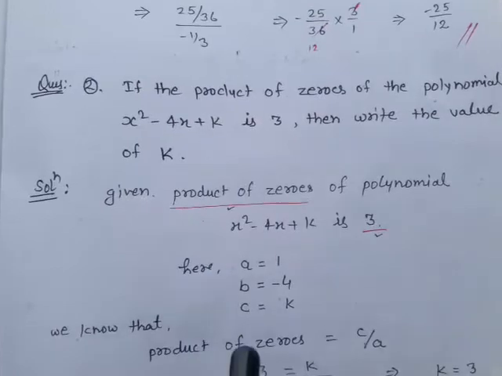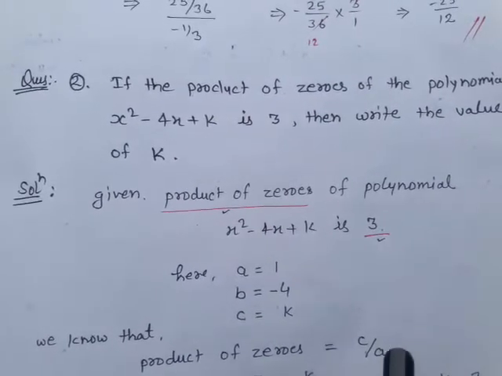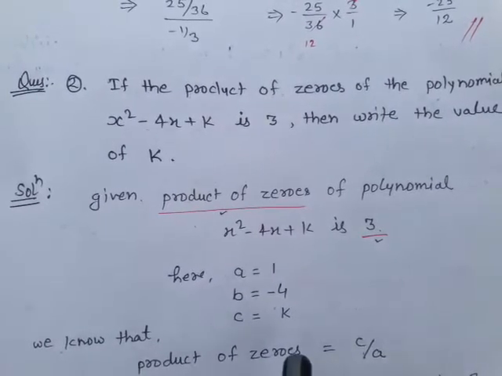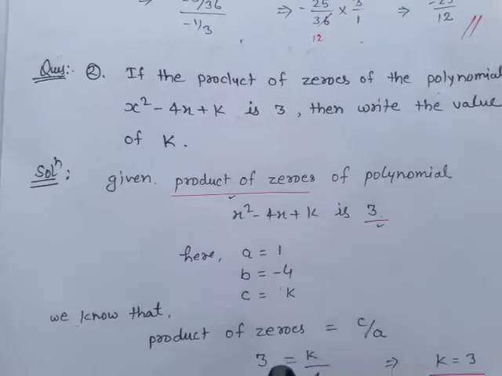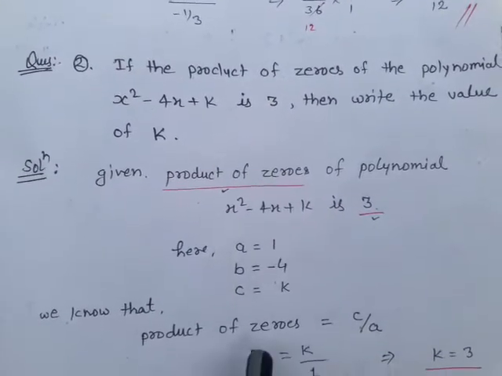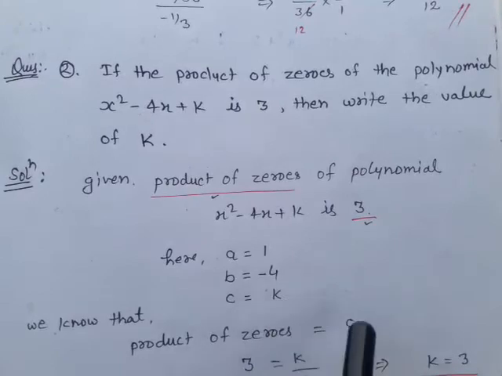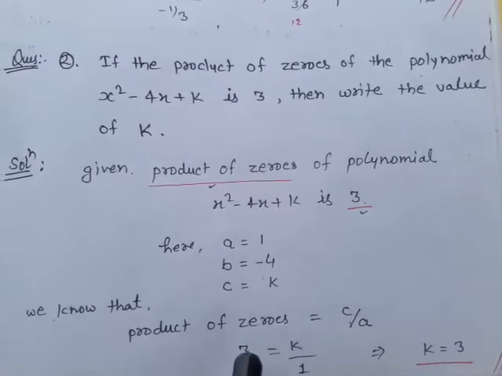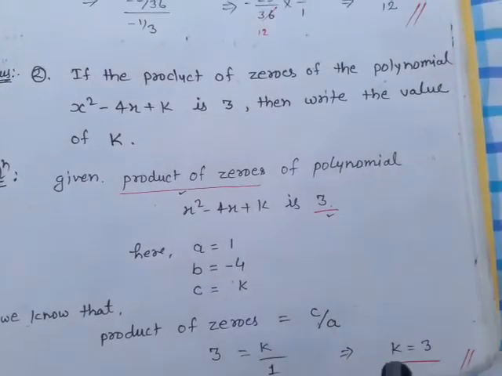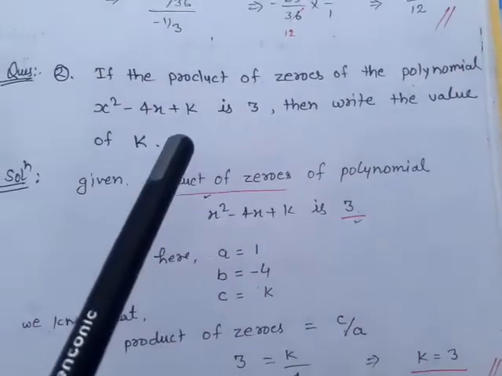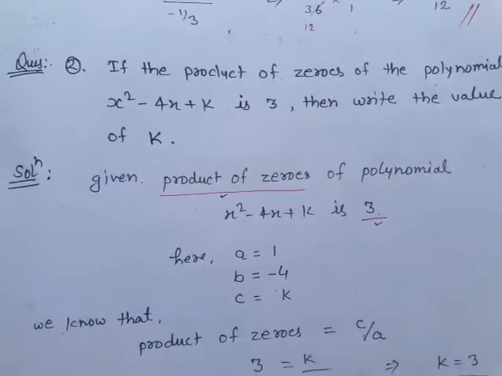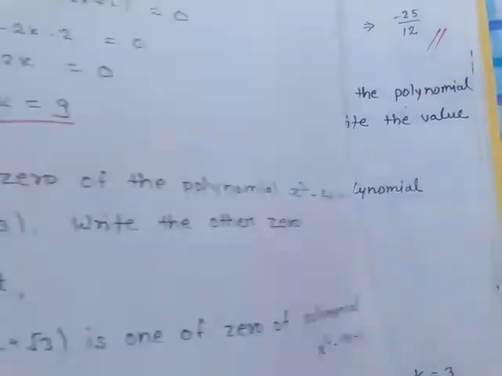We know that the product of zeros is equal to c by a, which is the formula, and the product of zeros is given as 3. So in place of the product of zeros we put 3, in place of c we put k, in place of a we put 1. 3 is equal to k by 1, and solving this we get k is equal to 3. So we get the value of k is equal to 3. Now we move to the next question.